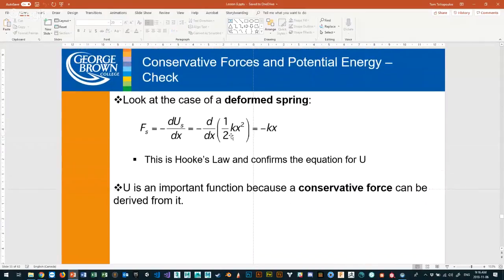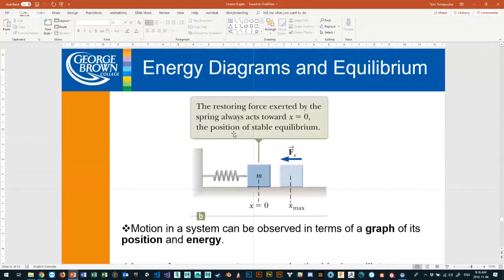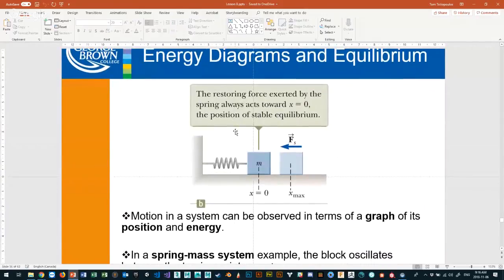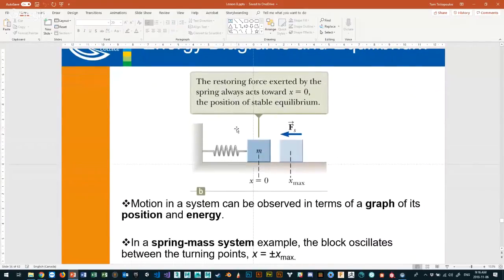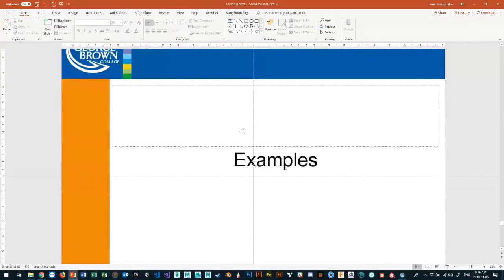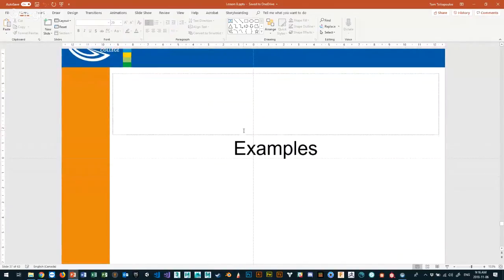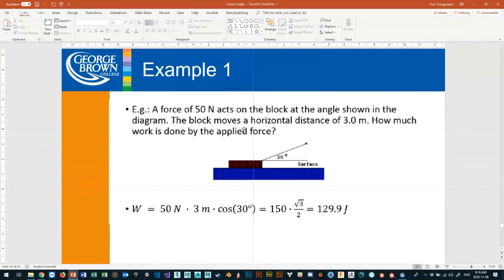And then they talk about deformation of a spring. I'm not going to go into that for a second as we go through energy diagrams. I'm just going to skip through this because I want to get to the real stuff we want to talk about. Here are some examples. The examples on the slides right now have been done. There are a couple of examples I want you to do for this week, only two at the end of the slide deck.